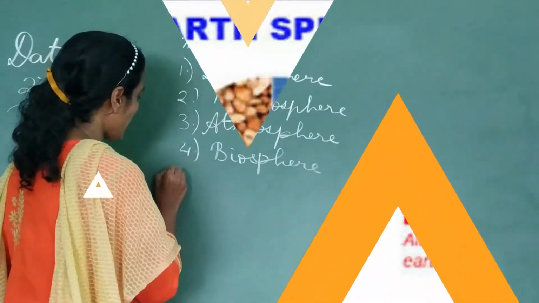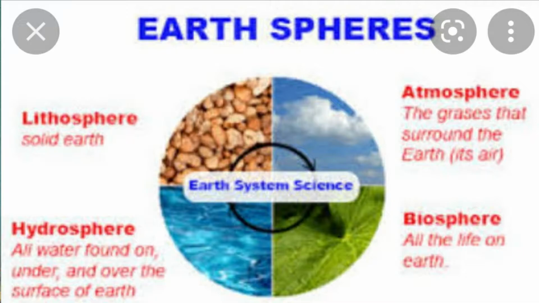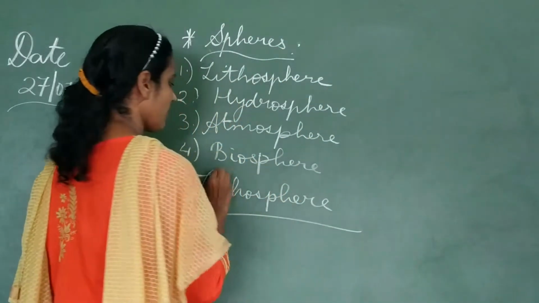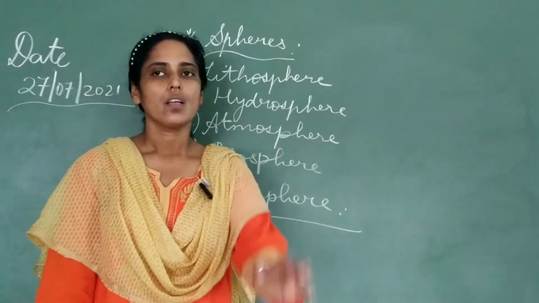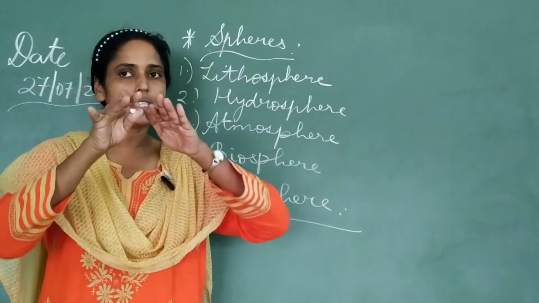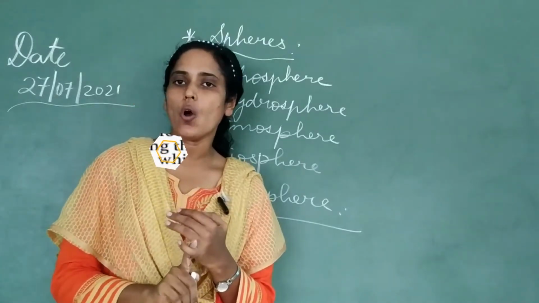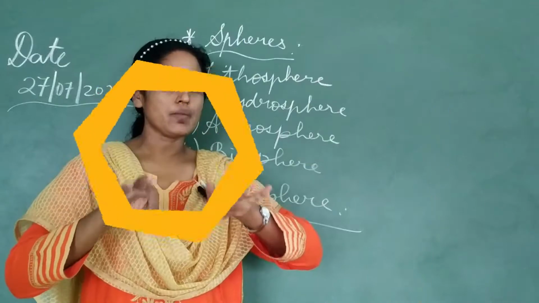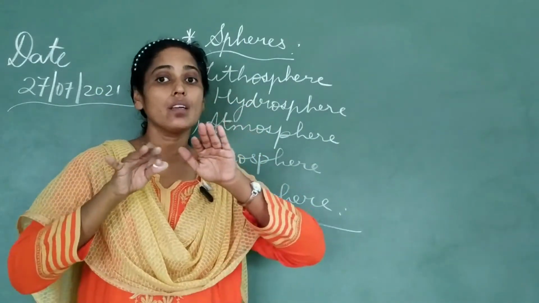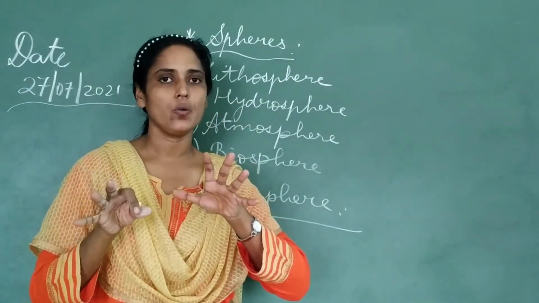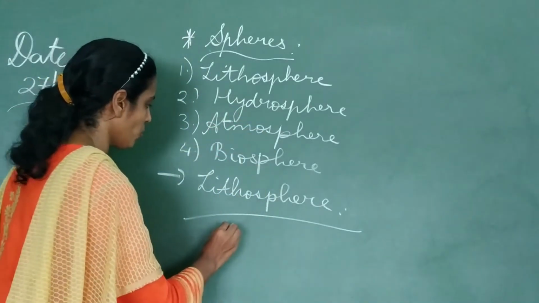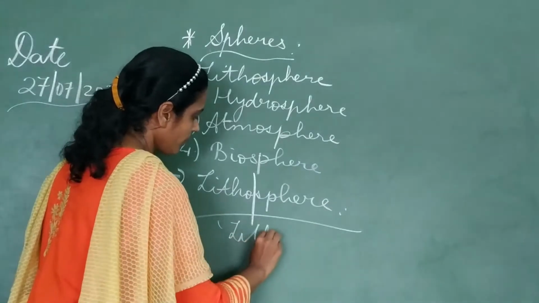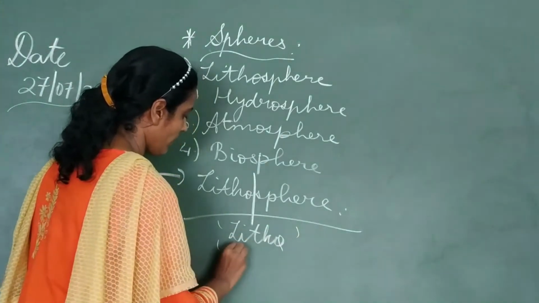Now students, first you have to bifurcate this word lithosphere into two. How will we bifurcate, students? The upper layer of the earth's surface is made of soil and solid matter, due to which the structure remains very tough or very hard. So you bifurcate this word into two: litho and sphere.